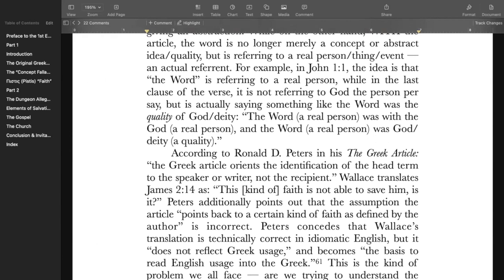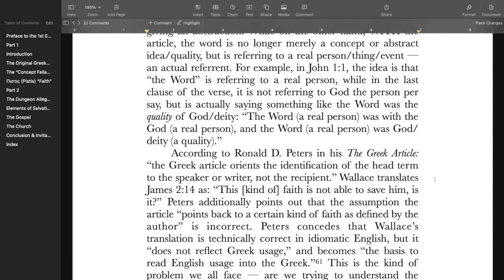So Wallace translates James 2:14 as "this kind of faith" or "this faith is not able to save him, is it?" So it would be like me sitting here and telling you this faith is not able to save him, is it? When I say it that way in English, and that's how it would be read, you get the feeling that I'm referring to something specific that you should already understand as the listener in the context. That's not what Greek is doing, as he says.